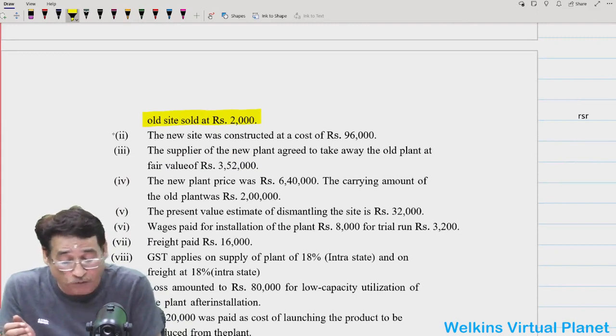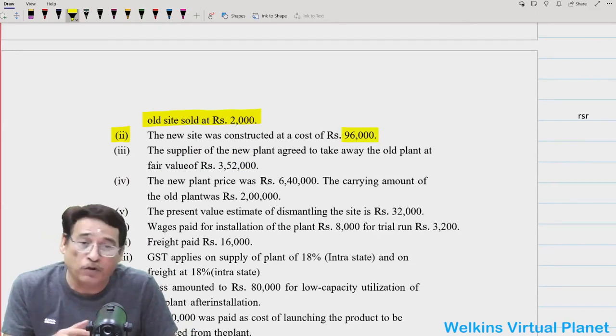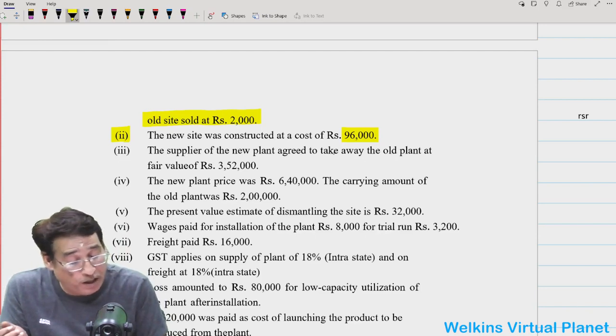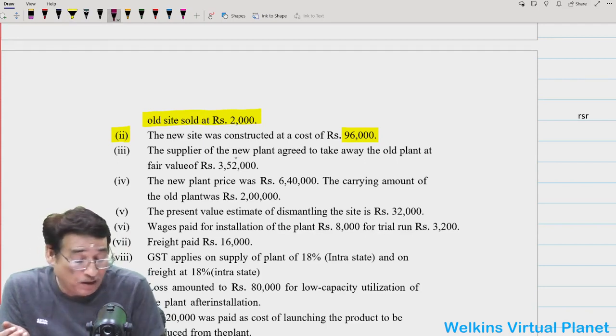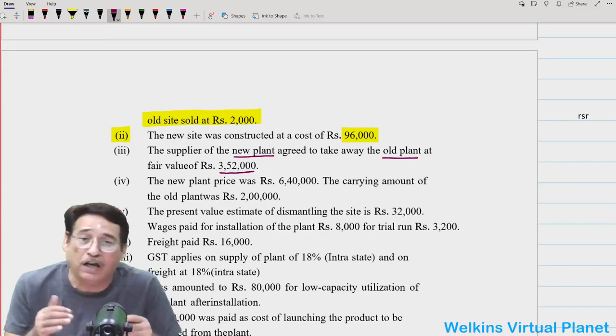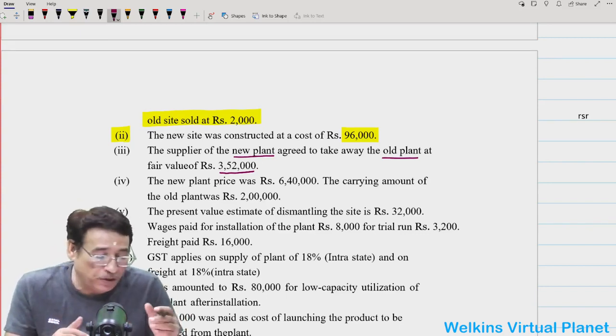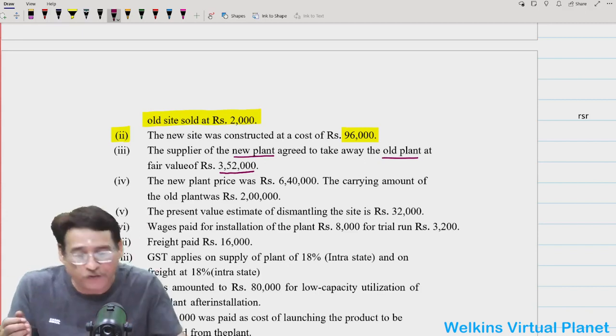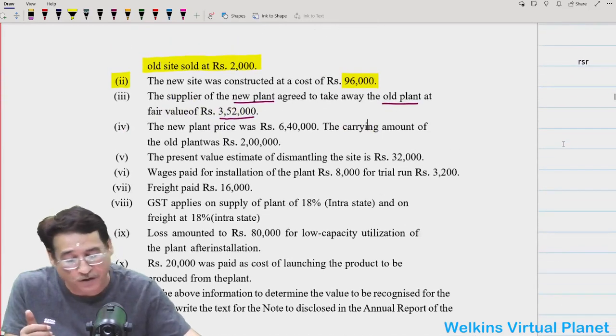Now the new site was constructed at a cost of 96,000. Quite obviously we are going to consider it as the cost. Of course, the supplier of the new plant agreed to take away the old plant at a fair value of 3,52,000. So the supplier who is supplying us the new plant told us that he will take the old plant at 3,52,000. What repercussion it will have, I will let you know.